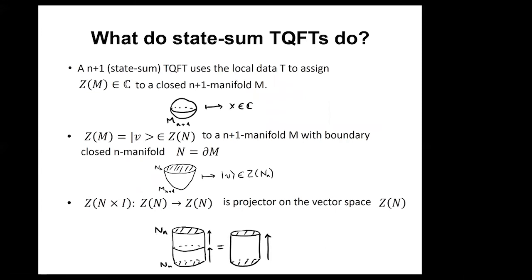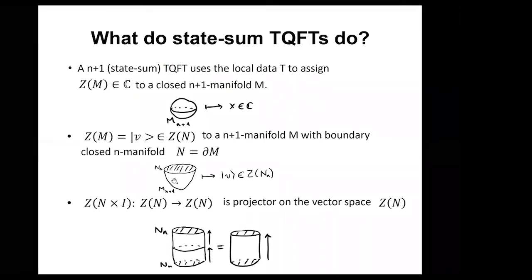Okay, so let's go over again what TQFTs do. An n+1 state-sum TQFT uses this local tensor T to assign a number to a closed n+1 manifold, because here everything is contracted. If everything is contracted in this tensor network, it's a number. It assigns a vector V to an n+1 manifold with a boundary n-manifold N, which is again closed. So it assigns a vector here.